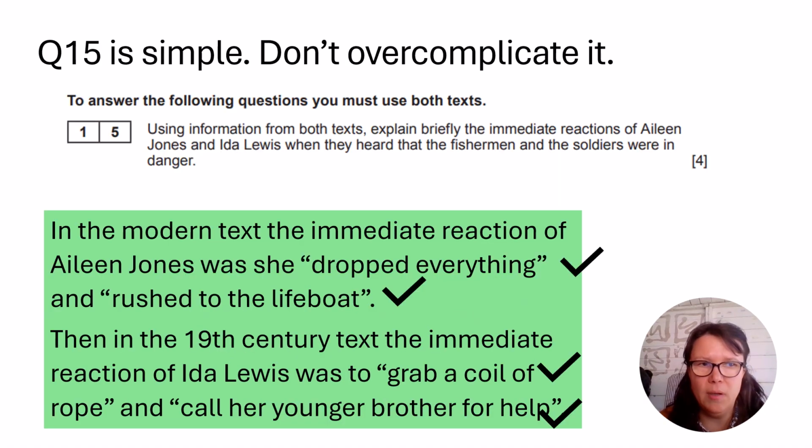So the one that I gave you as the example earlier, which is explain briefly the immediate actions of Eileen Jones and Ida Lewis when they go to do these sea rescues, would be something like this. In the modern text, the immediate reaction of Eileen Jones was she dropped everything and rushed to the lifeboat, and that would be 2 ticks. That's 2 marks. In the 19th century text, the immediate reaction of Ida Lewis is to grab a coil of rope and to call her younger brother. 2 more marks. That's 4 out of 4. There will be multiple things that you could choose, most likely, but you're looking to get 2 quotes from each of the 2 texts to get you those 4 marks.